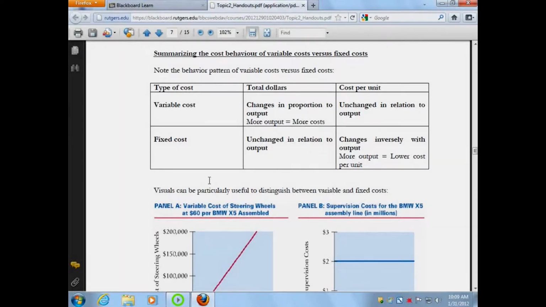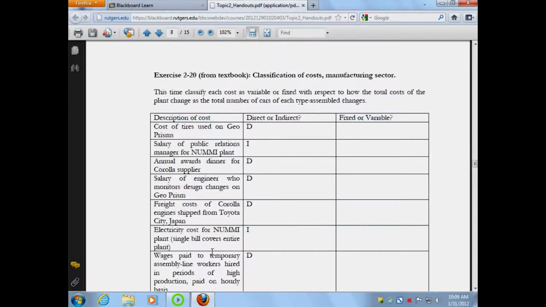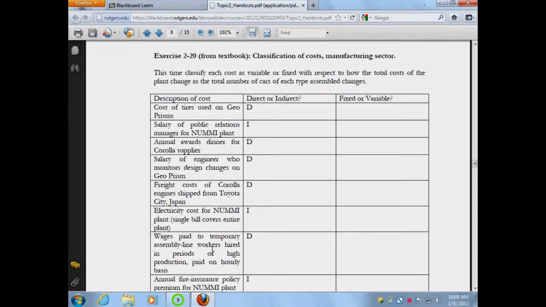Okay? So now that I hope we've reminded ourselves of fixed and variable costs, here's what I want to do. I want to spend 5 minutes. You remember these two examples, the NUMI example and the consumer focus example. We used these examples when we were classifying costs into direct and indirect. Now we're going to go back to the same example. We're going to classify the same costs into fixed or variable. Okay? The same exercise, different requirement.